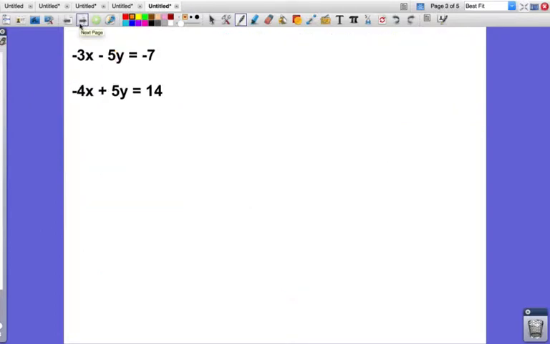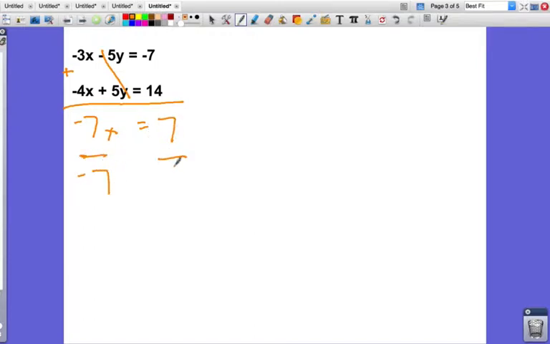So let's do another one now. I have negative 3x minus 5y equals negative 7, and negative 4x plus 5y equals 14. Lucky for me, these are already nice and lined up, so I don't have to move anything around. Now I need to look to see if I add these two equations together, will I eliminate a variable? Well, I won't eliminate an x, but it looks like I might eliminate a y, because I have a negative 5y and a positive 5y. So if I combine these two equations to make one, negative 5y plus positive 5y do eliminate. Negative 3x plus negative 4x is negative 7x, and then I have negative 7 plus 14, which is equal to 7.